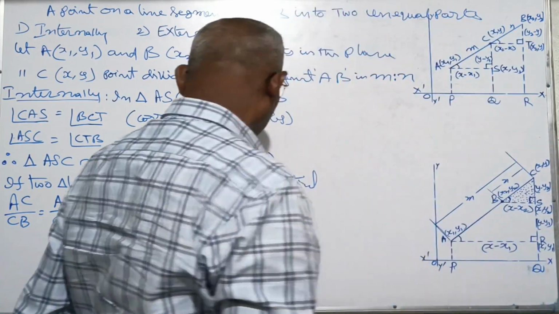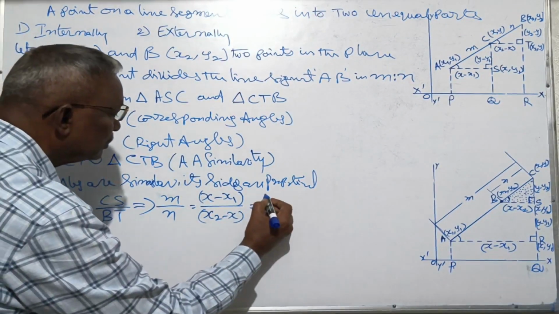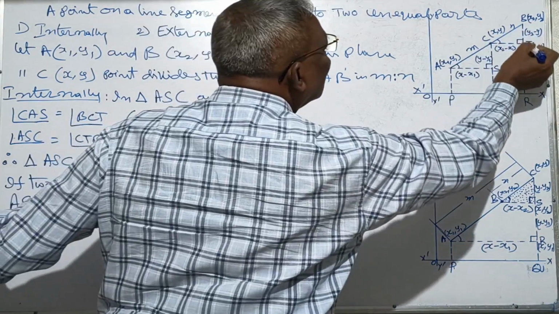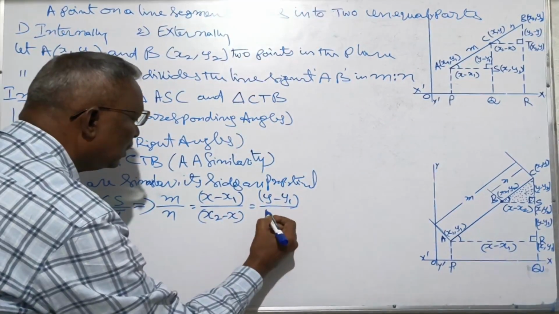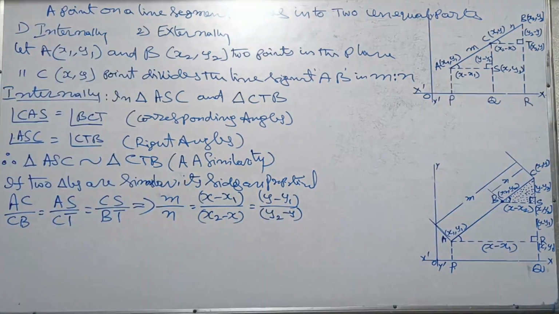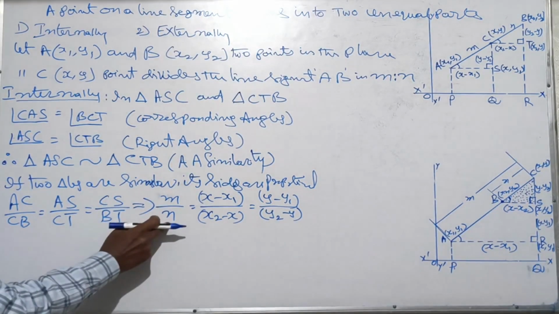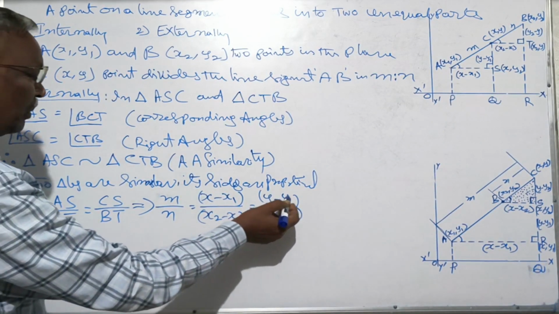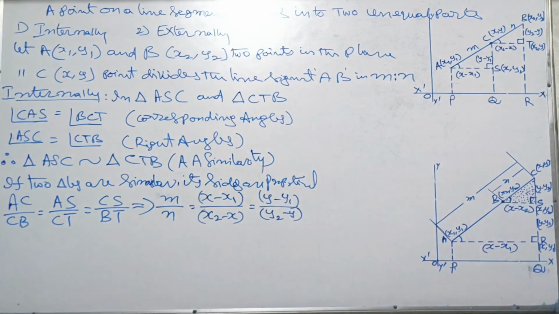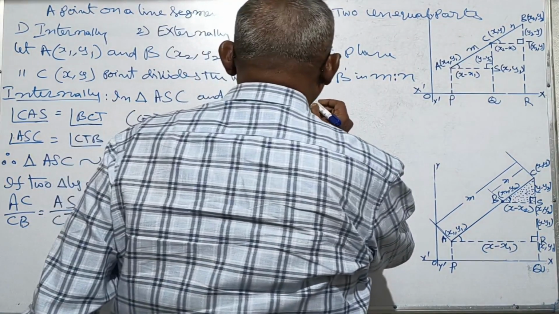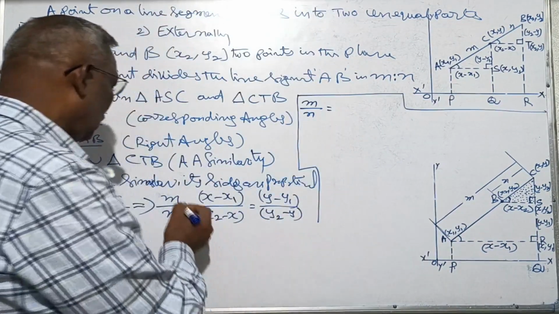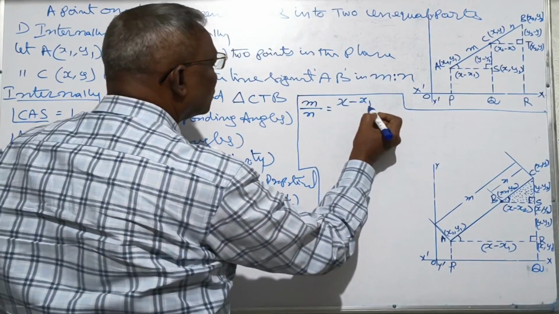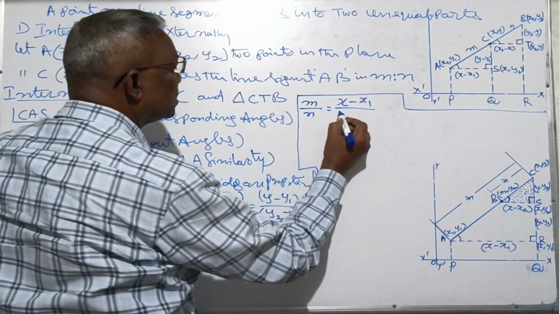CS is equal to Y minus Y1, by BT, Y2 minus Y. So that means M by N is equal to X minus X1 by X2 minus X. That is equal to Y minus Y1 by Y2 minus Y. So I will write here, M by N is equal to X minus X1 by X2 minus X.